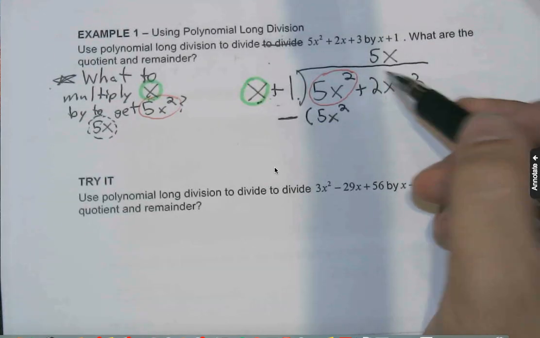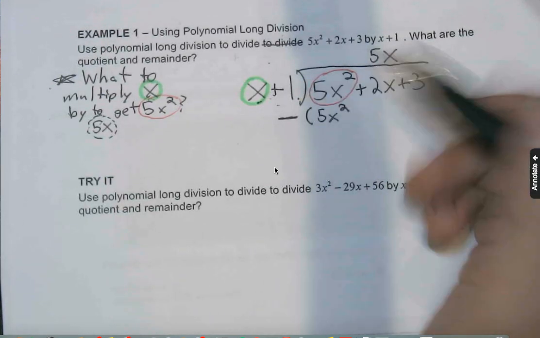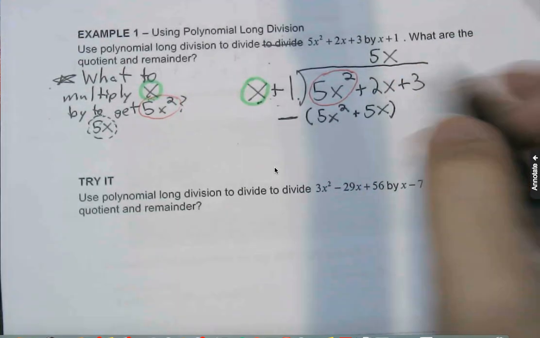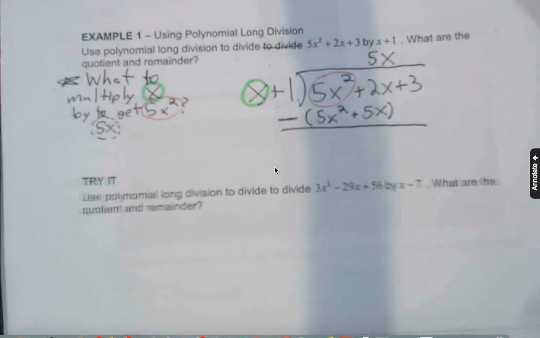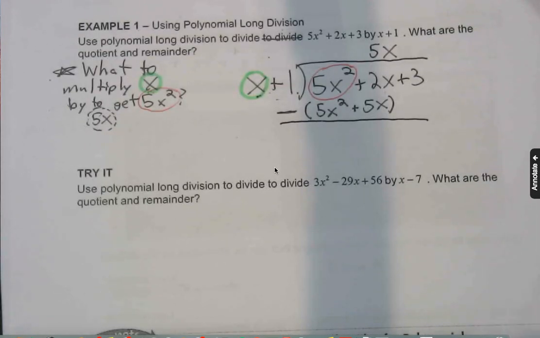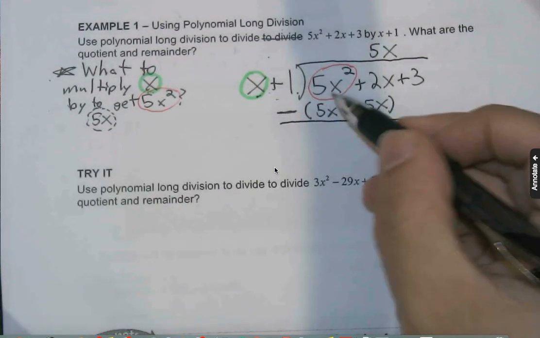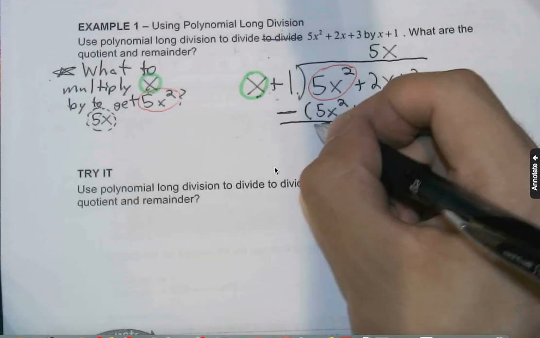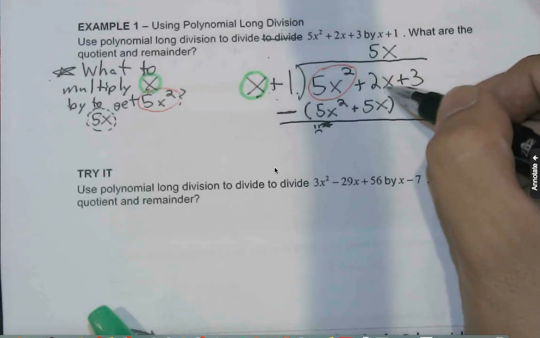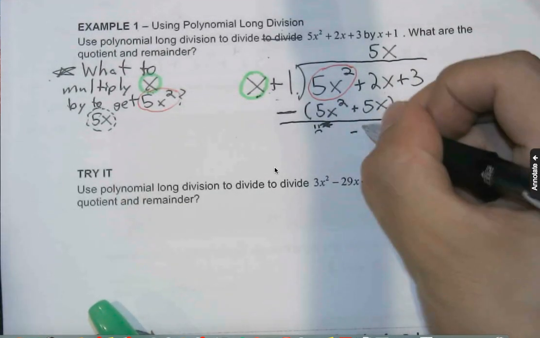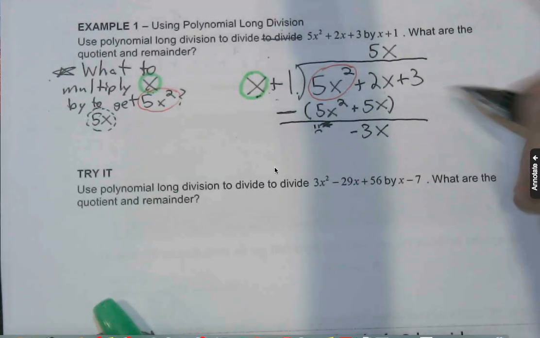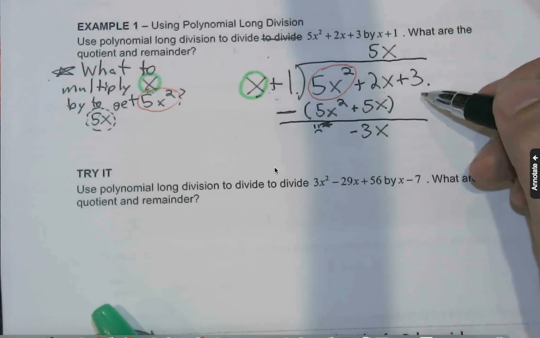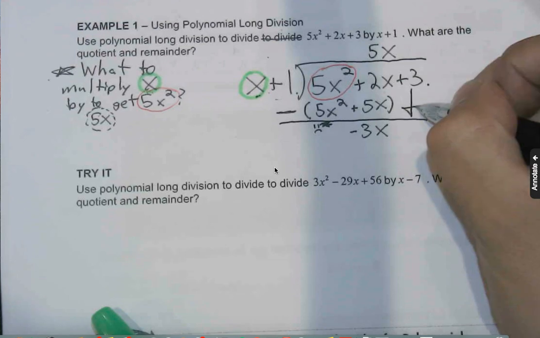And keep in mind that I'm also distributing 5x to this 1. So I would also want to add on 5x. And this is where we start to combine like terms if possible, or add and subtract like terms. So I know that 5x squared minus 5x squared would cancel. So we have nothing here. If we have 2x minus 5x, we get negative 3x. And 3 looks a little lonely. Look at it. It's got nothing below it. Nobody's hanging out with it. Nobody's talking to it. So let's just bring that down.